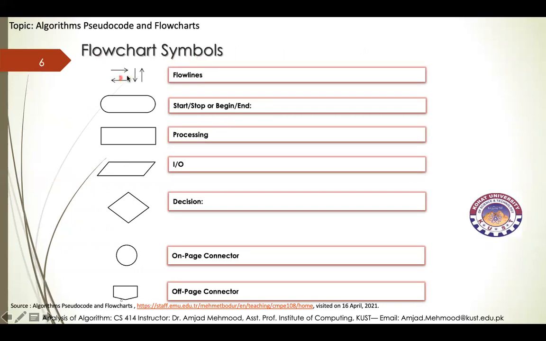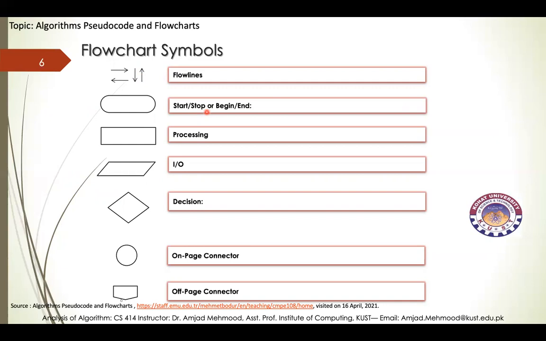You can see that we have different navigation lines, like this is for the left side, this is for the right side, and then this is going downward, this goes upward. These show the flow lines actually. Then you have this symbol. This is the start, stop, or begin or end symbol you can use in your algorithm.